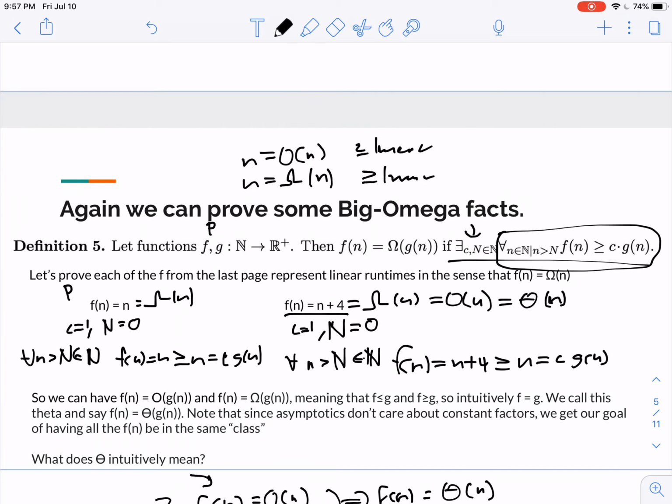I'm generalizing a little bit, right? If we say f is big O of g of n, then we're basically saying f is less than or equal to g. And if we say f is big theta of g of n, then we're basically saying f is greater than or equal to g.